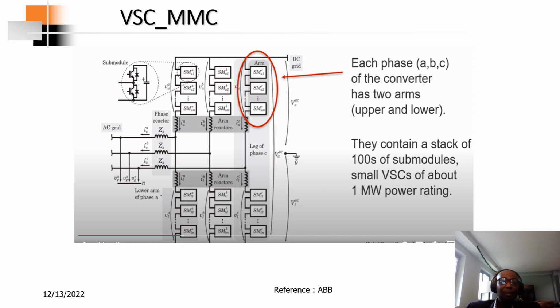Then we have the phase reactor, right? And what is the purpose of this phase reactor? It helps to achieve the amount of power exchange between the converter and the AC grid. Then within the converter, we have the arm reactors, which help to limit the amount of fault current that flows when there's a fault.